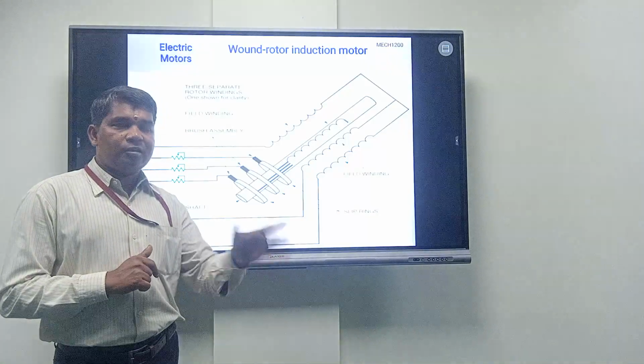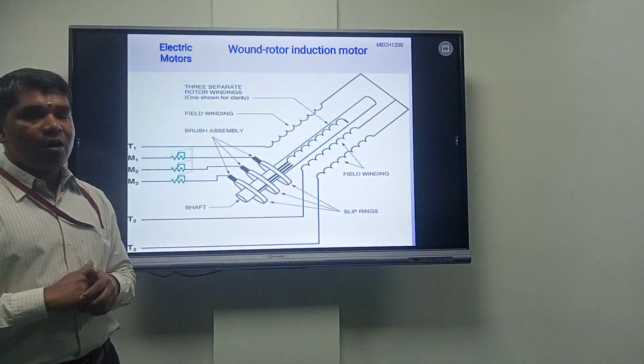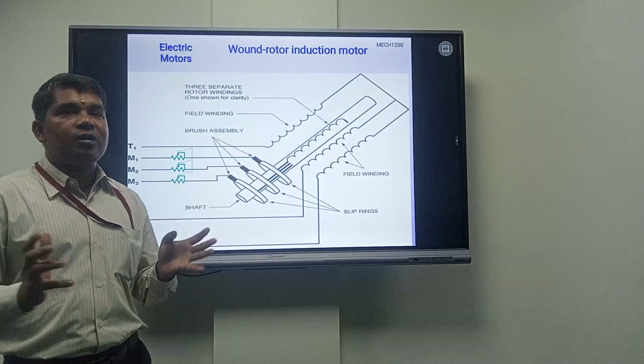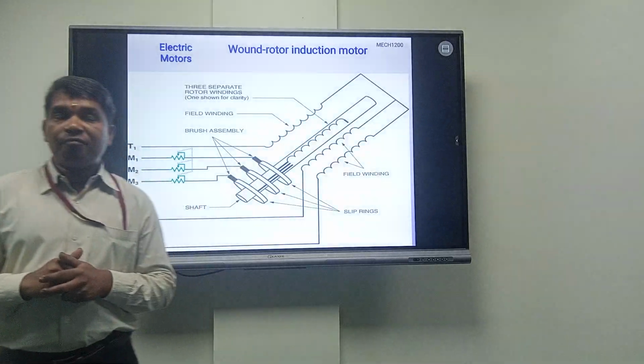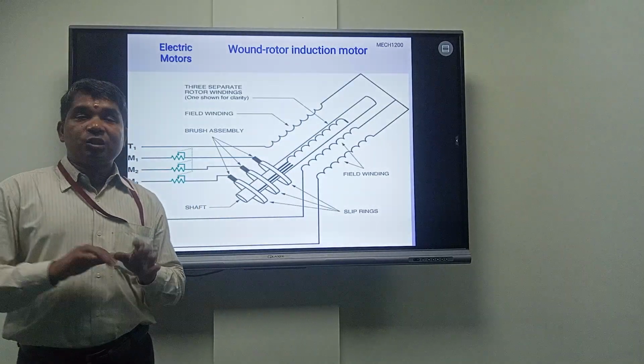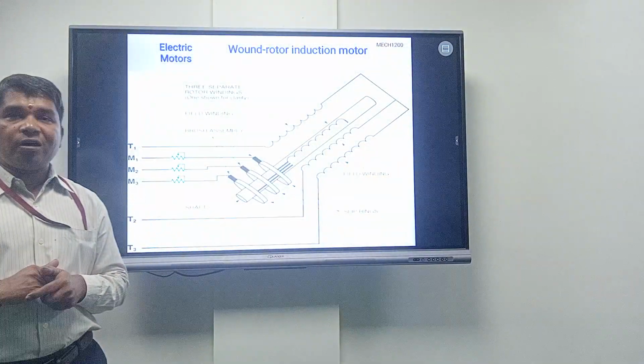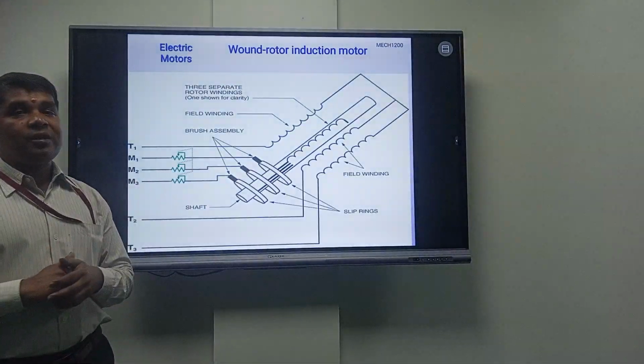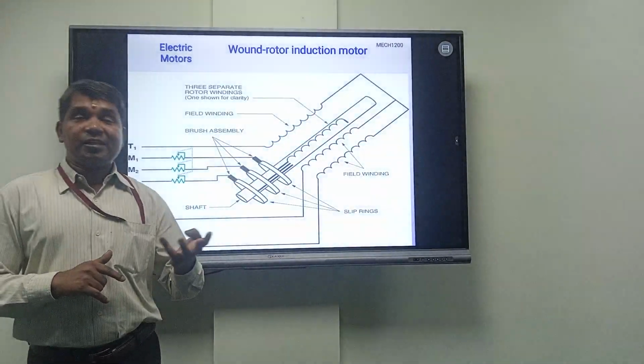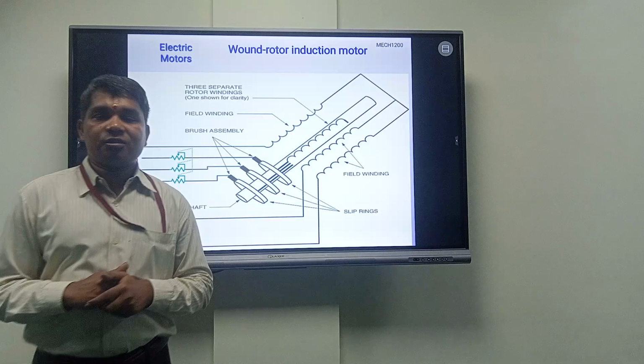So it can be used for power factor improvement, like we have discussed. In this class we have discussed the different types of AC motors available and their working principle. In the coming classes we will be discussing their performance, operations, and characteristics. Thank you.